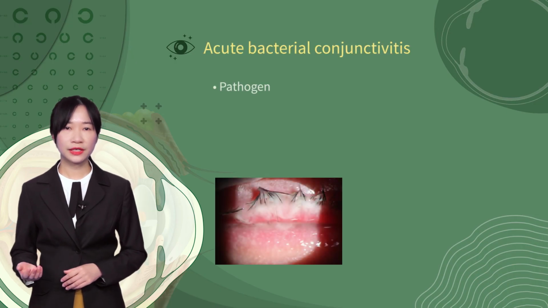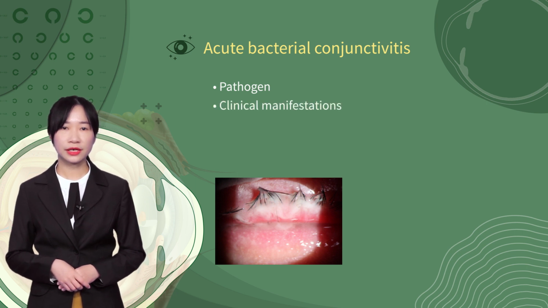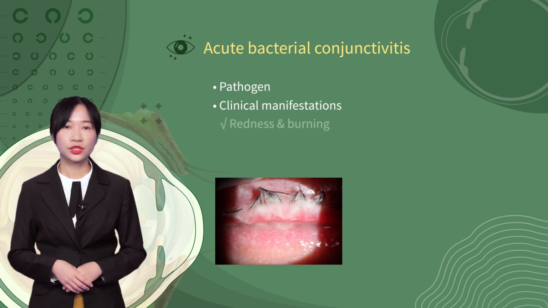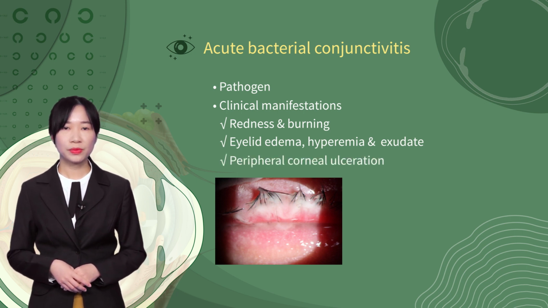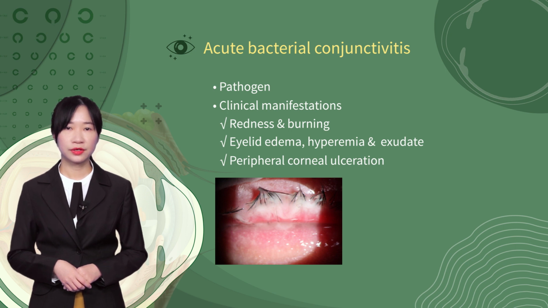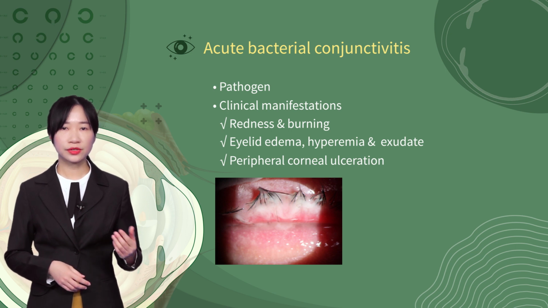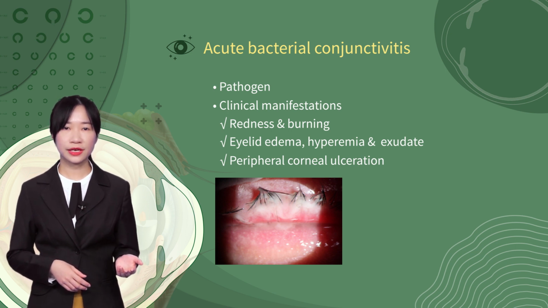Acute bacterial conjunctivitis is a common and usually self-limiting condition caused by direct contact with infected secretions. The most common isolates are Streptococcus pneumoniae, Haemophilus influenzae, etc. Symptoms of acute bacterial conjunctivitis include sudden onset of redness and a burning feeling in the eye. Signs are variable and depend on the severity of infection. We may find eyelid edema, hyperemia, purulent discharge, and sometimes peripheral corneal ulceration in severe cases.